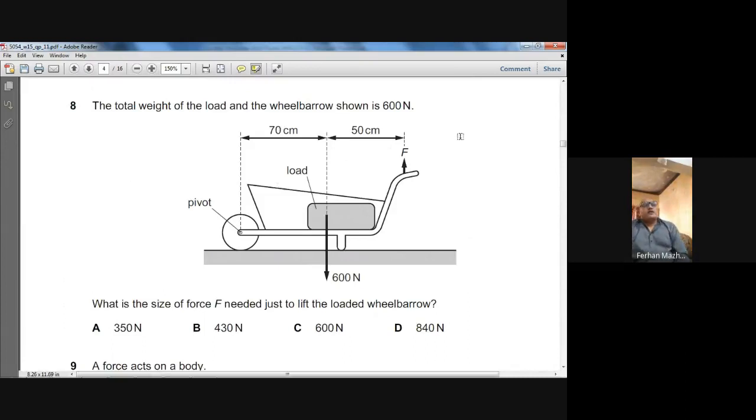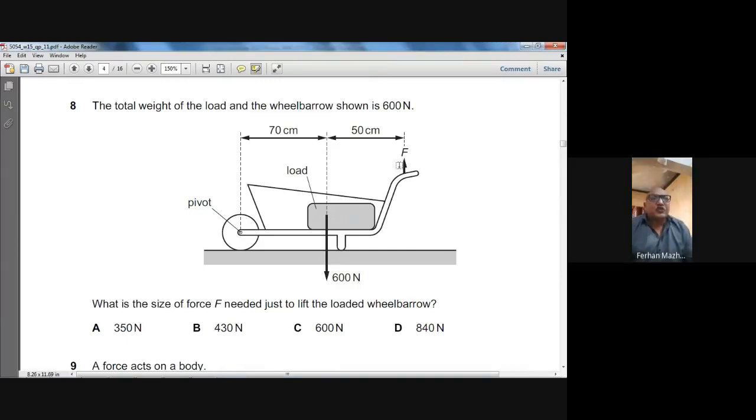On your screen, the total weight of the load and the wheelbarrow shown is 600 newtons. So you see it's this wheelbarrow. The pivot is here at the wheel. Here in the center we have the load, and from this handle the laborer will try to pull it upward. The weight of the load is 600 newton, and this force is trying to produce a clockwise turning effect, while the force the laborer applies in the upward direction to move this wheelbarrow will produce an anti-clockwise turning effect.